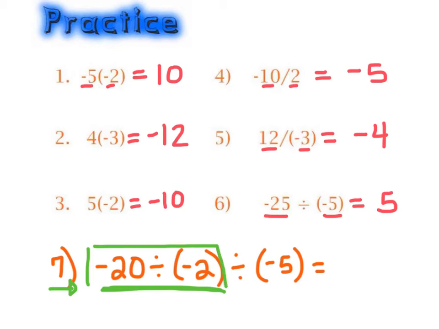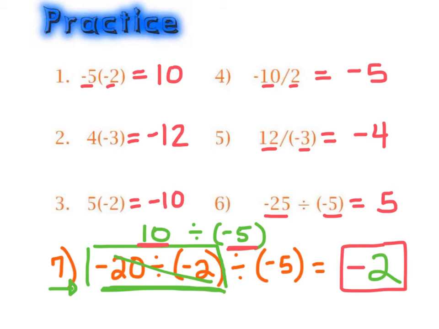So negative 20 divided by negative 2, that's a positive 10. And then I have 10 divided by negative 5. Okay, well, I know 10 divided by 5 is 2. And then I have two different signs, a positive and a negative, so it's going to be negative. So there's my answer to number 7.